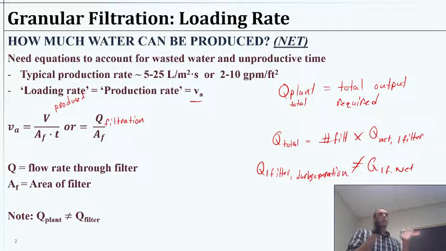So this whole process is really all about distinguishing between the active production and the net production. So the active flow rate during filtration compared to the net flow rate we'll get.